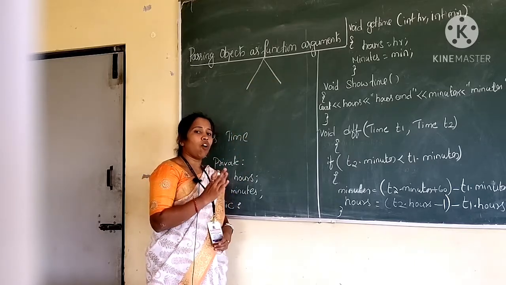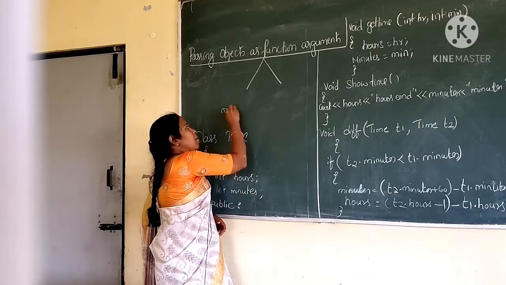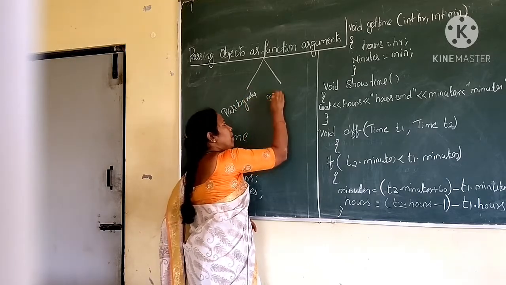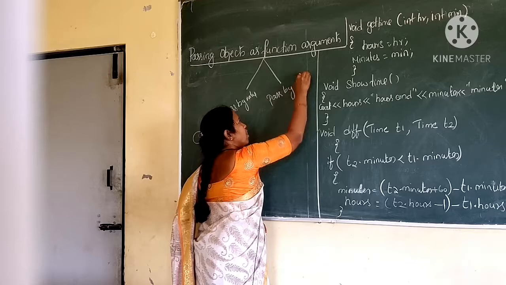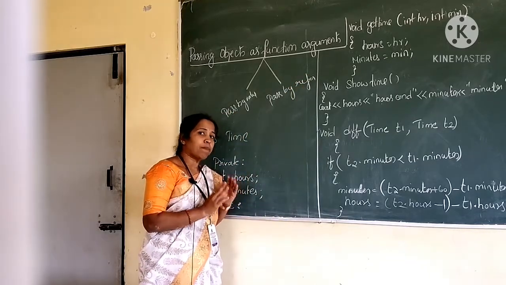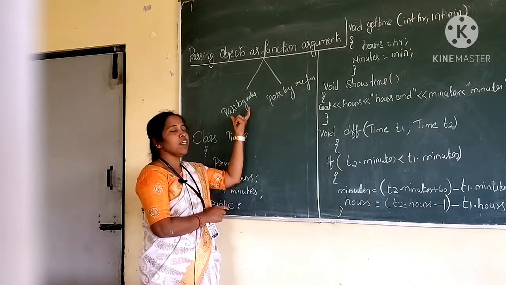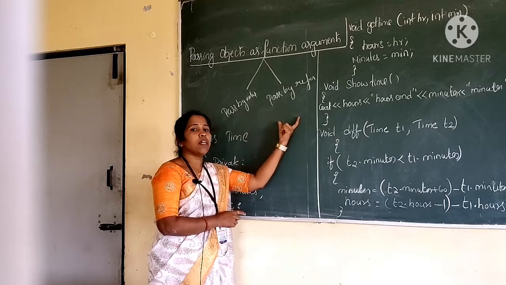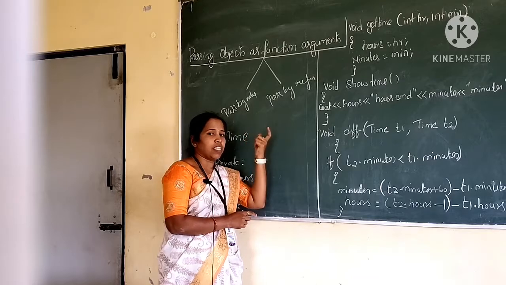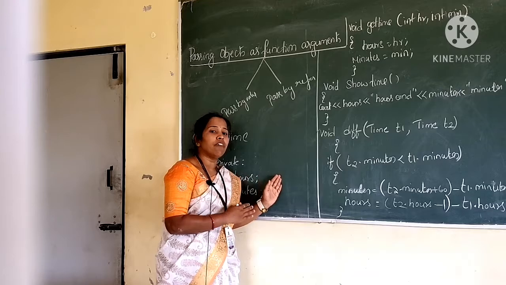Passing an object as an argument to the function can be done in two ways: by making use of pass by value, or by making use of pass by reference. By making use of these two methods, I can pass an object as an argument to the function. First one is pass by value, and second one is pass by reference. In case of pass by value, from the name itself, we can pass a copy of an object as an argument to the function.